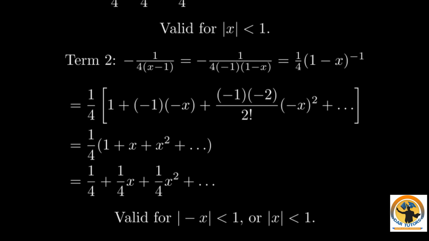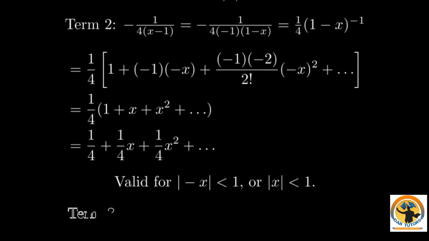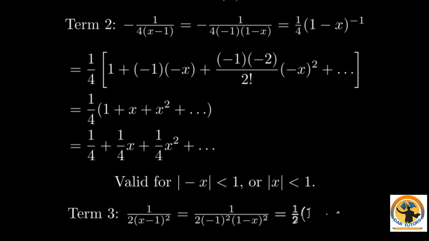Finally, let's expand the third term. We have 1 over 2 times (x minus 1) squared. Again, we rewrite x minus 1 as negative 1 times (1 minus x). Squaring this gives us 1 times (1 minus x) squared. So the expression becomes 1/2 times (1 minus x) to the power of negative 2. Now we expand (1 minus x) to the power of negative 2.